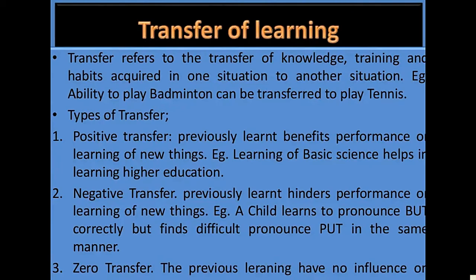Negative transfer: previously learned material hinders performance or learning of new things. Example: a child learns to pronounce a word correctly but finds it difficult to pronounce other words in the same manner. Zero transfer: the previous learning has no influence on other learning. Example: learning science and arts.